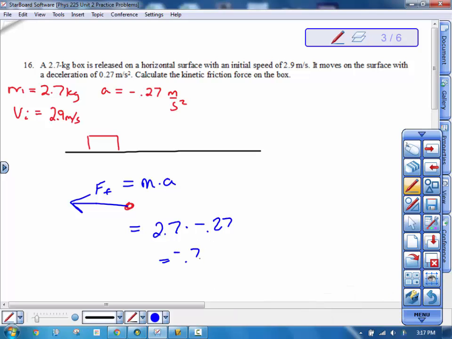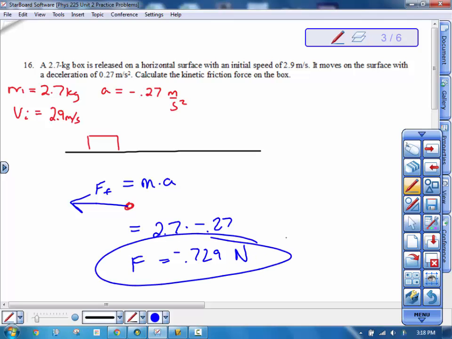Negative 0.729, and that's meters per second squared. I'm sorry, that's newtons, because that's a force. So that was pretty easy. They give you mass and the acceleration, so you can just do ma. I don't know why they give you initial velocity, maybe to throw you off, but that was pretty straightforward.